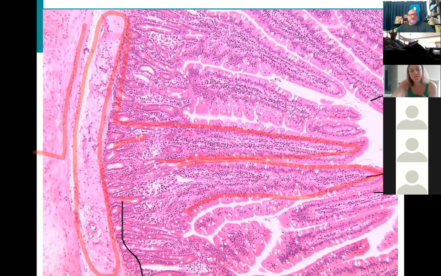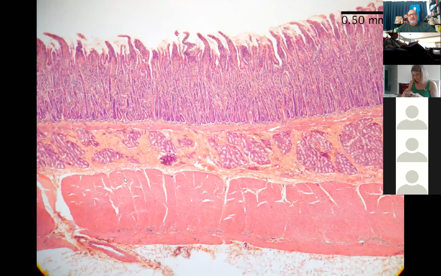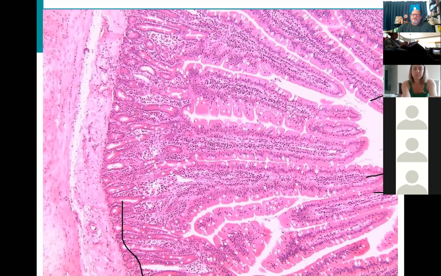So like I said, it can be a little scary, but once you see those villi, once you figure out you're in the small intestine, then all you have to do is look in the submucosa and it will tell you precisely what region of the small intestine you are in. You either have Brunner's glands, have Peyer's patches, or have neither. And it really is just that simple.